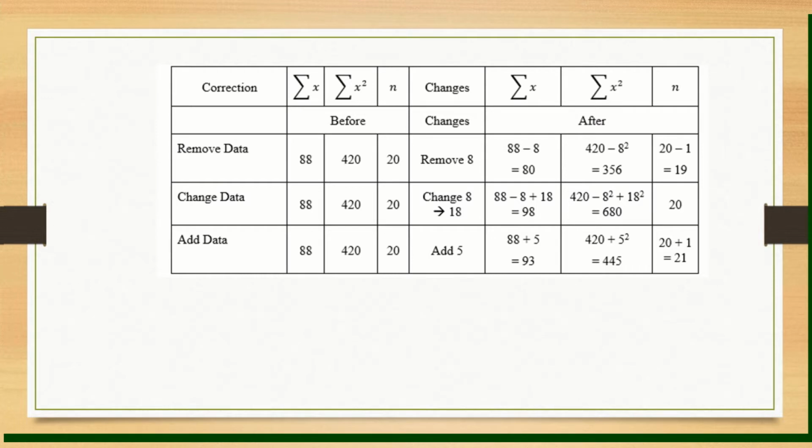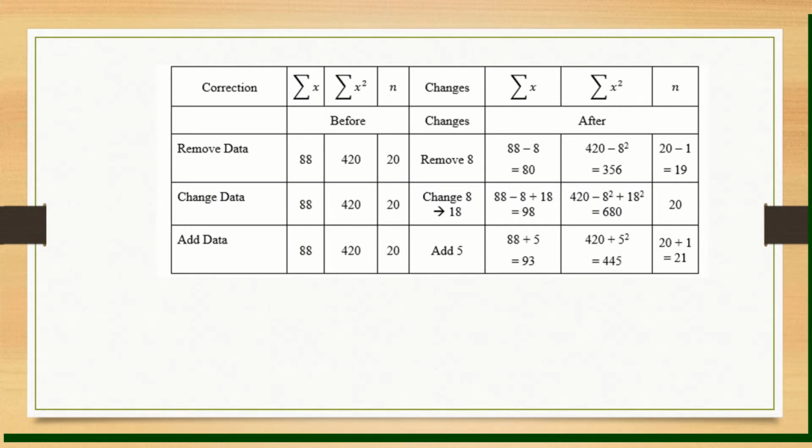Okay, so now if you look at the first one, if you are going to remove data, they've given you an example there. Let's say originally your sigma x is 88, originally your sigma x squared is 420, and originally your n is 20. So if you're going to remove 8, meaning you're going to take out 8, from my sigma x I just minus 8. It's just like this. If you have a set of data, now 8 needs to be removed. So what do you do? You minus 8 from there, isn't it? You take it out. So it's the same concept actually.